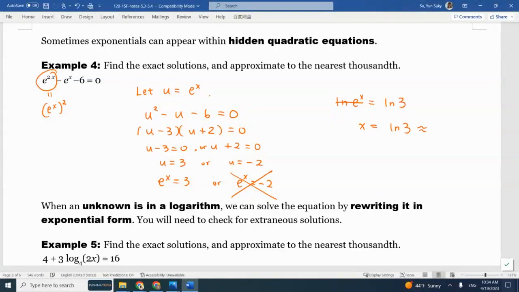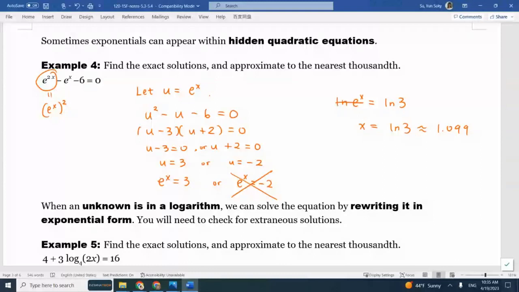Right? And because the problem said approximate to the nearest thousandth, put that in your calculator. What do you get, Peter? So we round up. Everybody, if the next digit is greater than or equal to 5, you round up. If the next digit is less than or equal to 4, you round down.